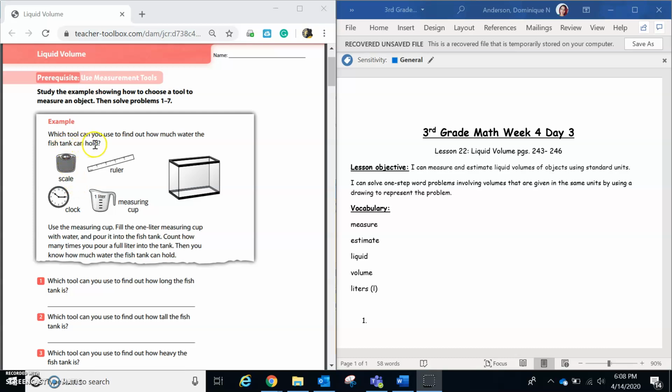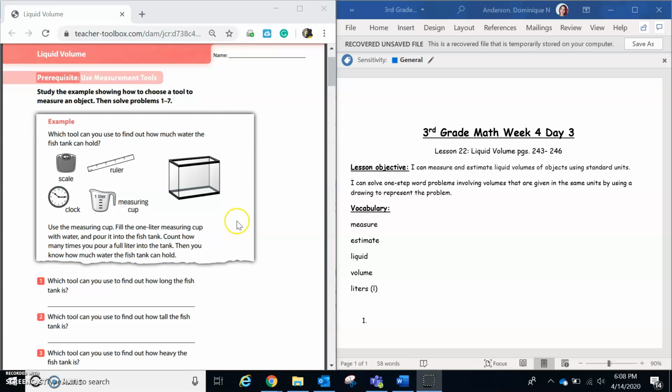So let's get started. It says, which tool can you use to find out how much water the fish tank can hold? If we look at our different tools, first of all, we know a clock tells us time. Is that going to be able to tell us how much water is in here? No. A scale, you may have one at your house, you step on it, or even when you go to the doctor, when you step on it, it tells you how much you weigh. Is that going to tell us how much water we filled up in the fish tank? No. A ruler, remember we use a ruler to measure the length of something, how long or how wide something is. Is that going to tell us how much water is filled in the fish tank?